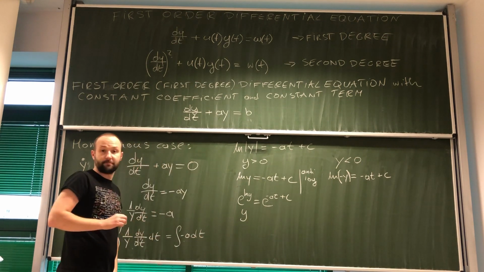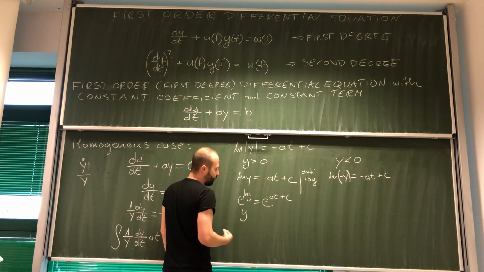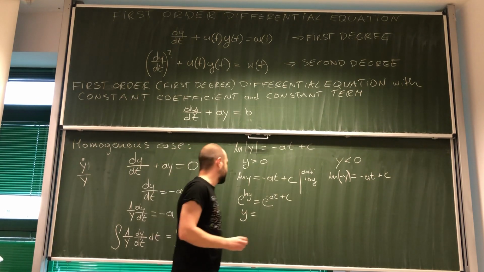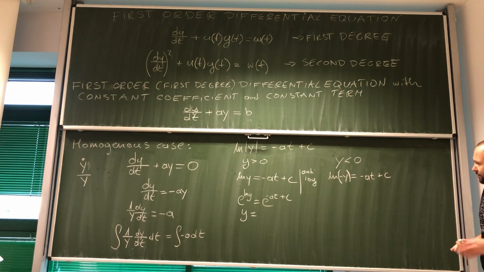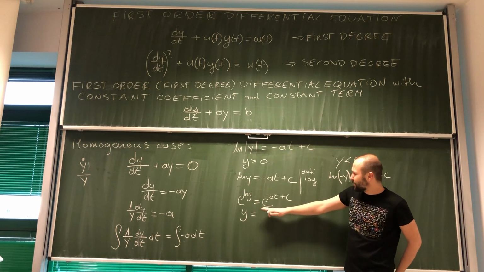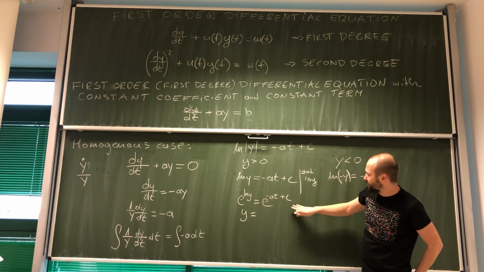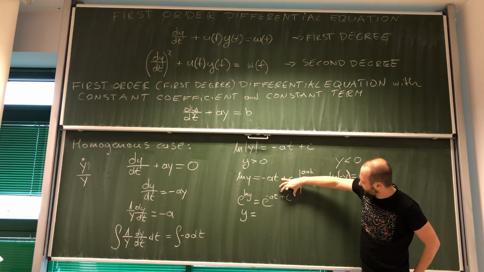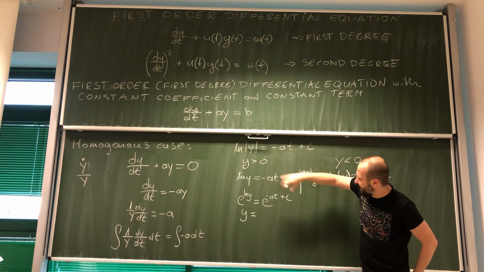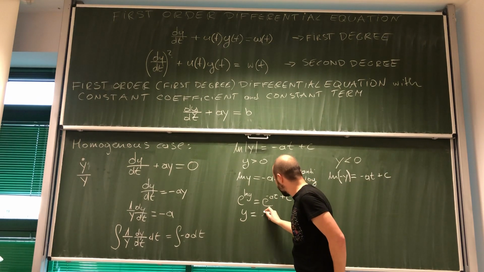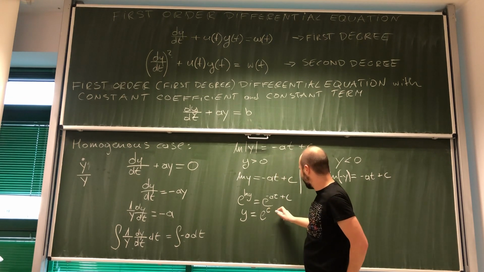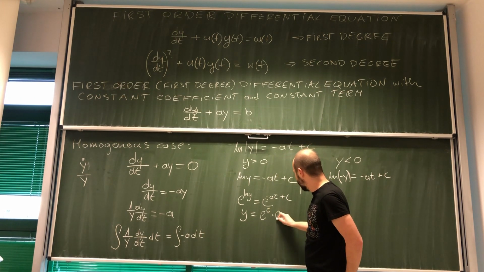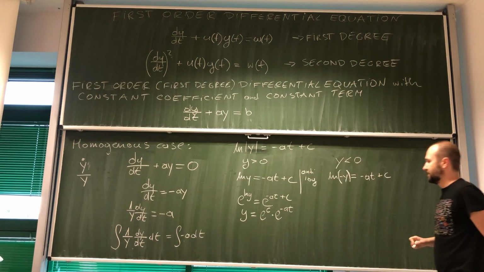I'm going to get here y. Okay, what's on the other hand side of the equation? Look, here there's not much more that we can do, but one thing that definitely we can do is we can take this plus c and make it into a separate expression. We will have it like e to the power of c times e to the power negative a t.